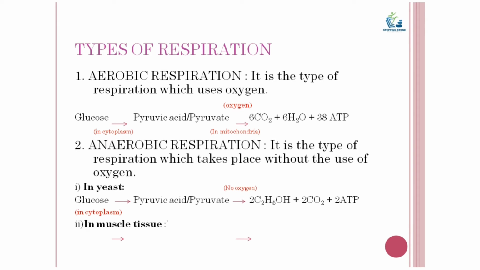When anaerobic respiration takes place in human muscles, then glucose is converted into lactic acid with the release of a small amount of energy. The equation is as follows. So here you can see that glucose finally breaks down to form 2 ATP molecules, and also lactic acid is formed. So this sudden buildup of lactic acid in our muscles during vigorous physical activity can cause cramps in our muscles.